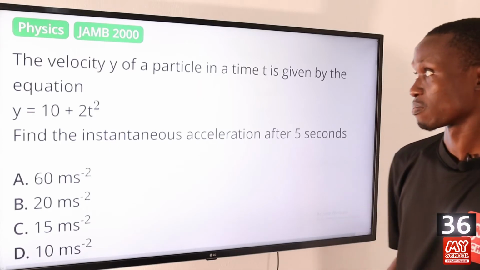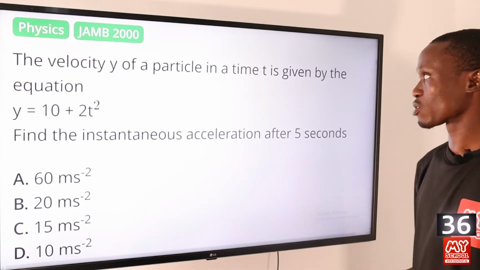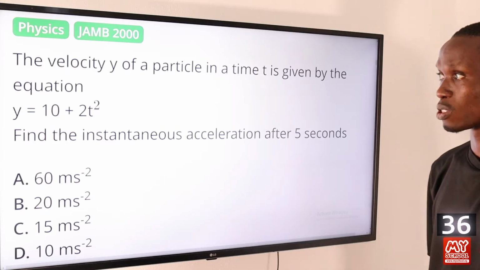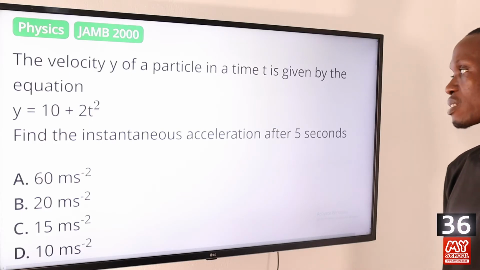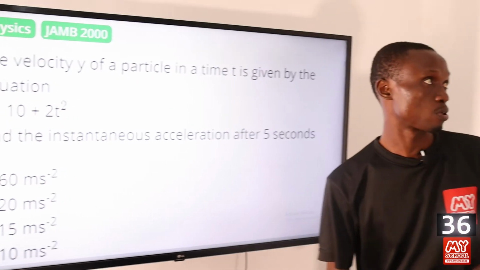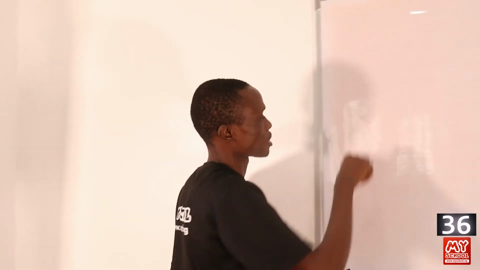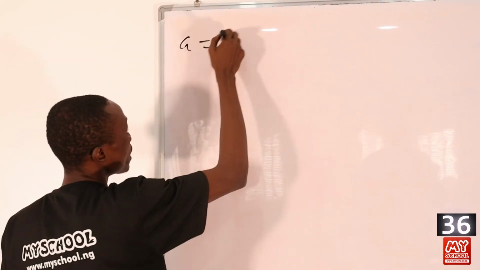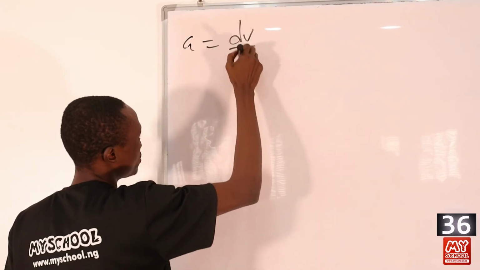Question 36. The velocity v of a particle in time t is given by the equation v equals 10 plus 2t squared. Find the instantaneous acceleration after 5 seconds. So let's move to the board to find the instantaneous acceleration. The instantaneous acceleration a is given as dv over dt.